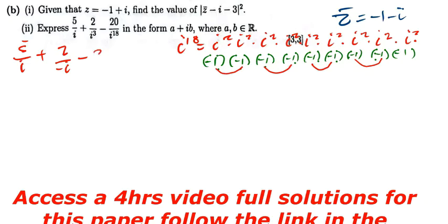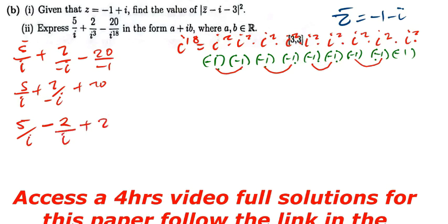So I have now 20 divided by negative 1, which is the same as plus 20. So I have 5i plus 2 over negative i, then plus 20. Again, to make things simple, let's not complicate things. It's the same as 5 over i minus 2 over i plus 20. Now you can get the conjugate.